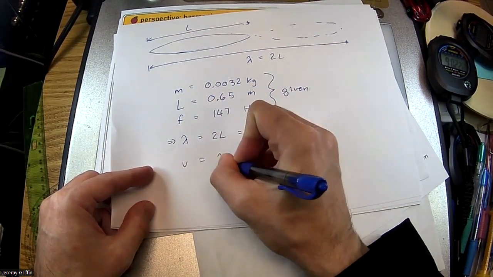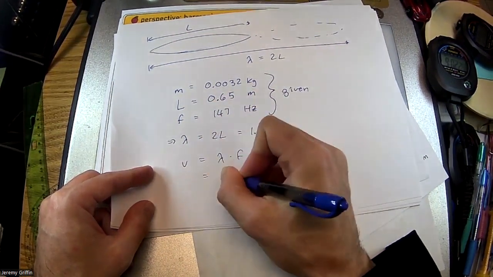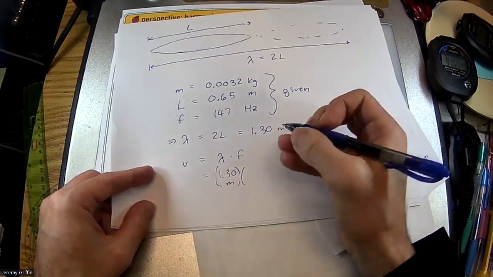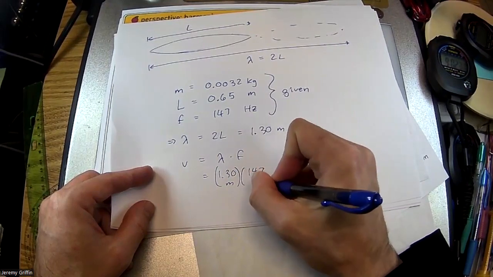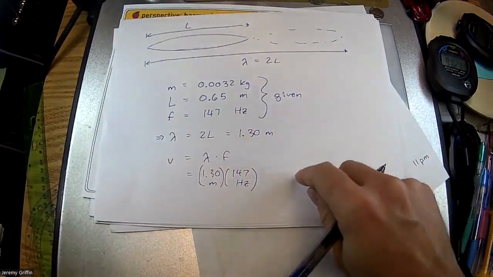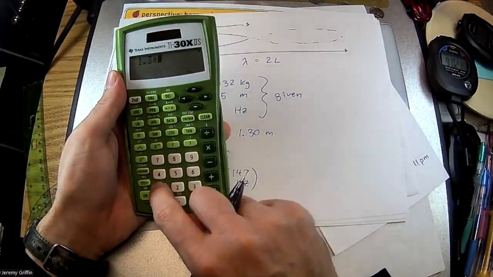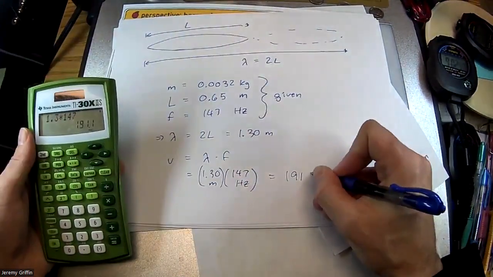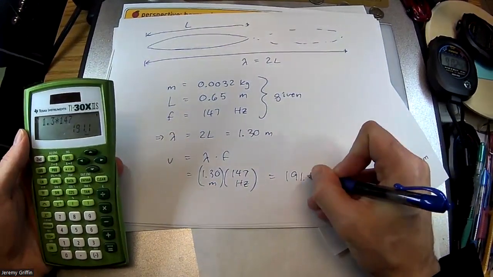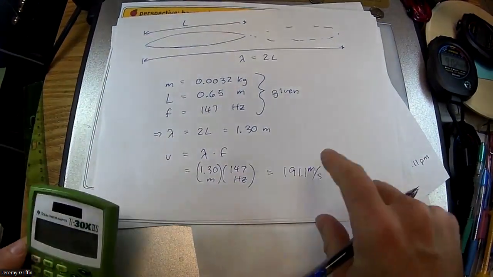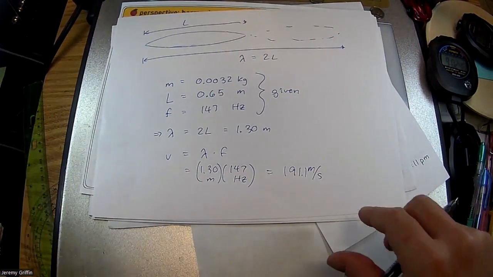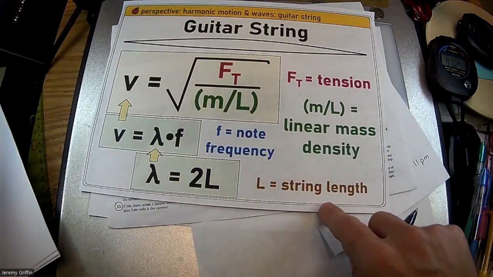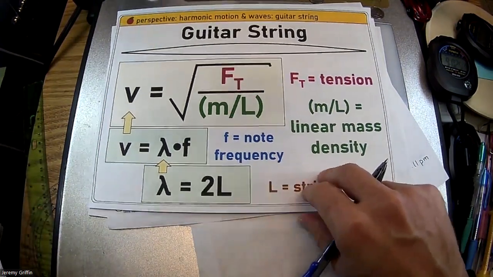So speed is wavelength times frequency. Let's call that 1.30 meters wavelength, and then 147 hertz frequency. Let's see, what is that? I'm looking at 191 meters per second. Well, 191.1. Maybe I'll keep an extra decimal place. Meters per second. Okay, that's what that would be. So we got that.